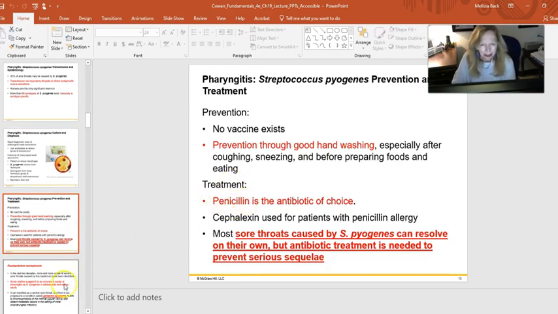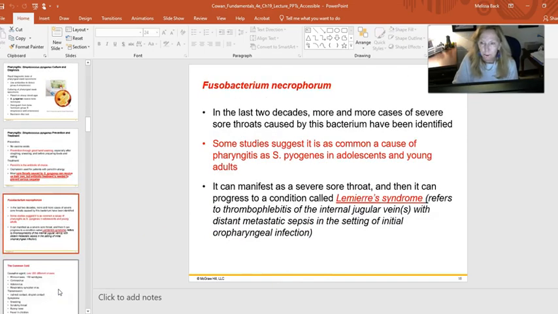Typically, penicillin is the drug of choice. We have seen little pockets of epidemics, you could say, in certain geographic locations where we've seen a resistance to the basic penicillin and/or cephalexin with people who have penicillin allergies. But for the most part, it's fairly easy to treat, and it should be treated fairly early.